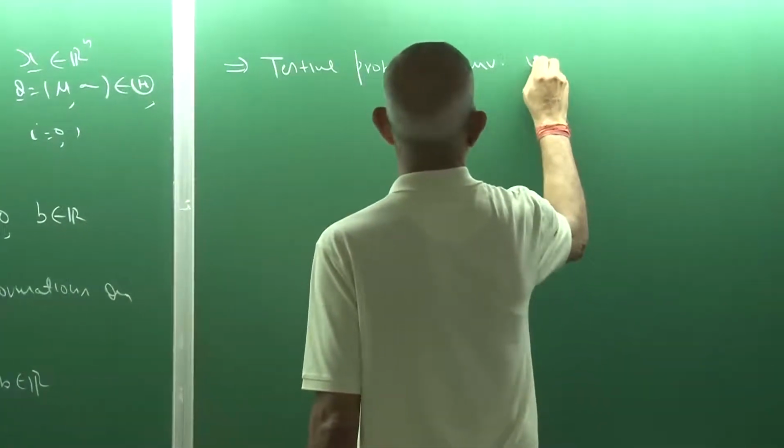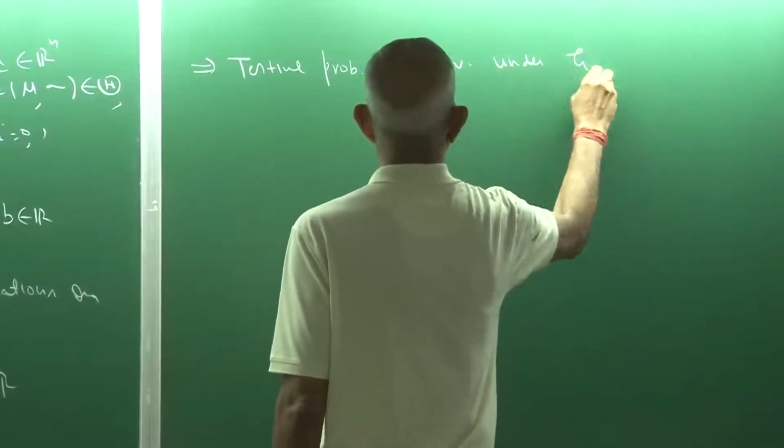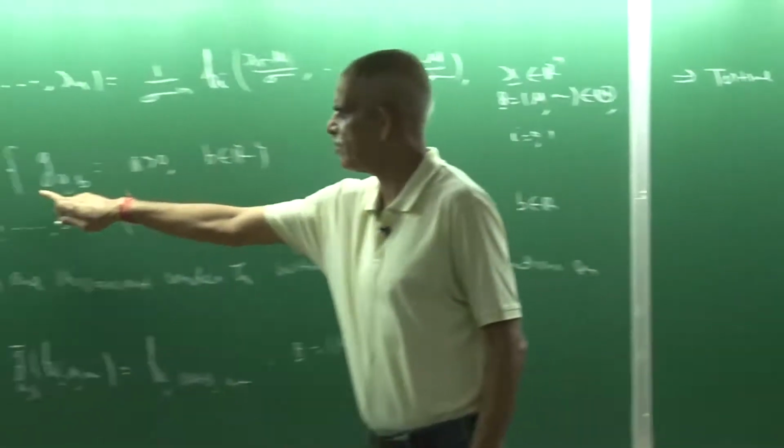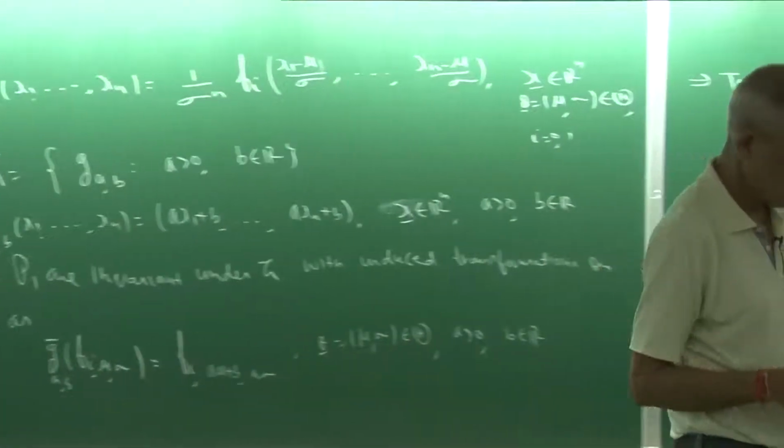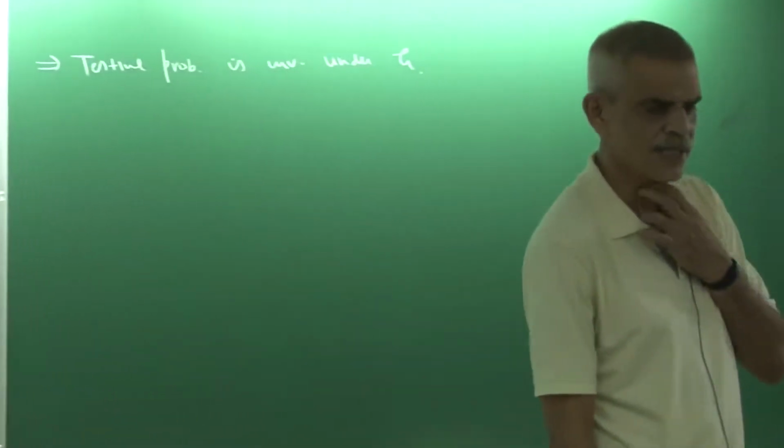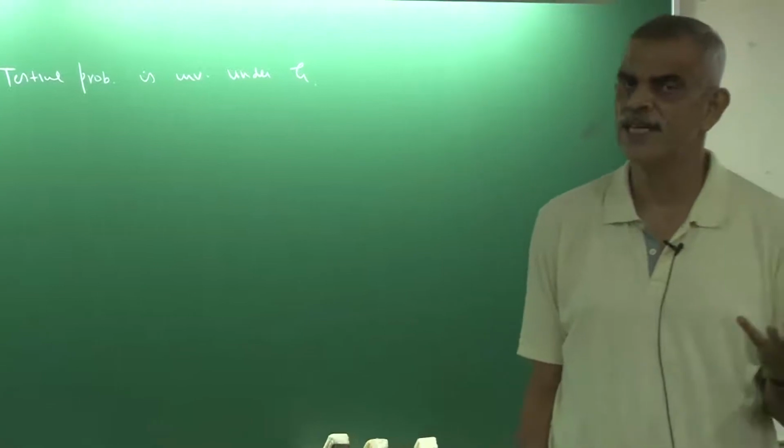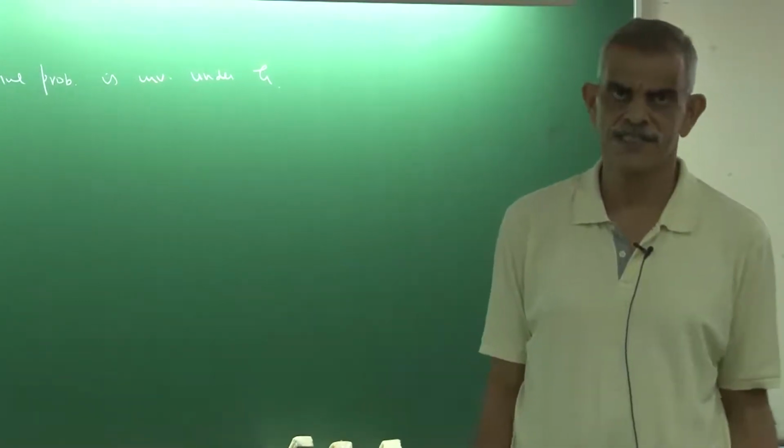Invariant under this location-scale or affine group of transformations G. So this suggests that I should consider only invariant tests. So first I try to look at what is the form of an invariant test.